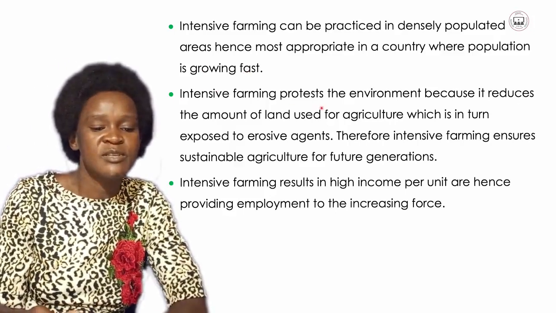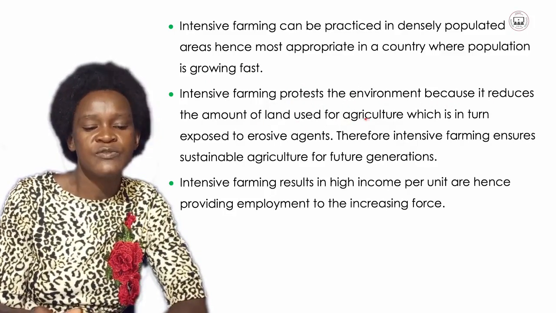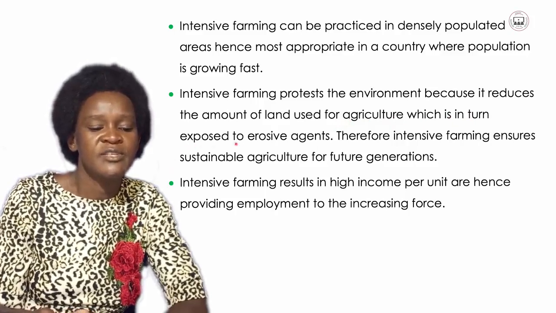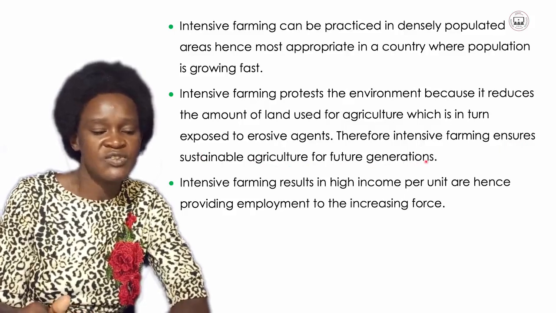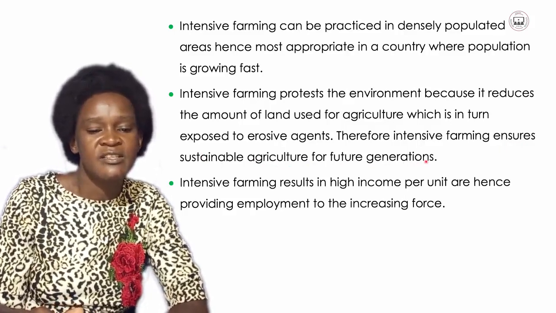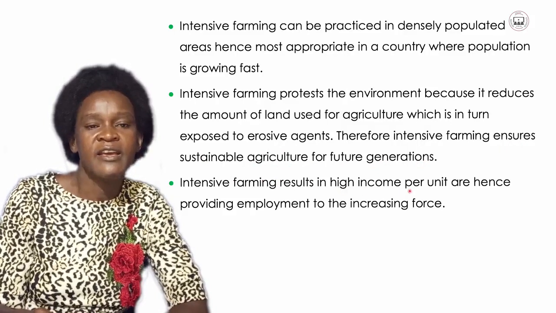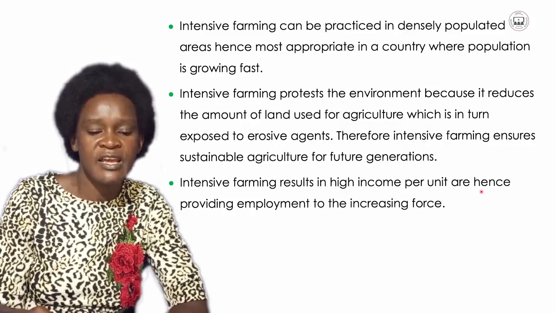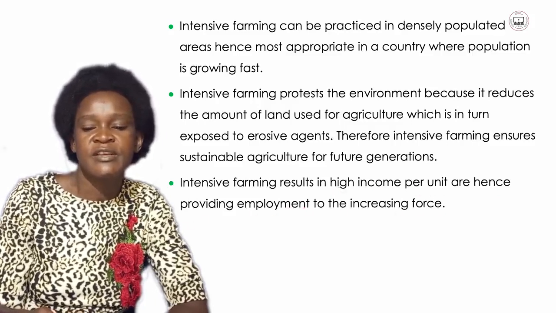Intensive farming system also protects the environment because it reduces the amount of land used for agriculture, which is in turn exposed to erosion agents. Therefore, intensive farming system ensures sustainable agriculture for future generations. And lastly, intensive farming system is important just because it results in high income per unit area, hence providing employment to the increasing labour force.